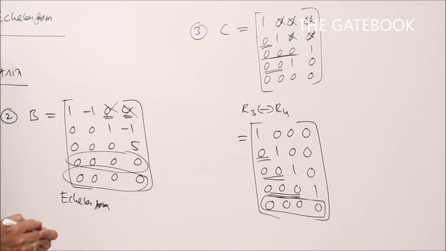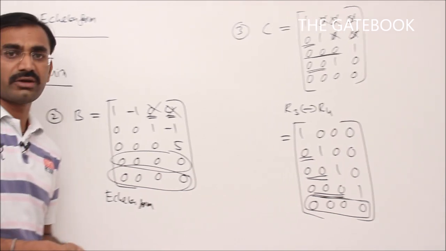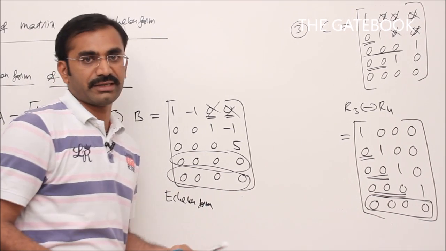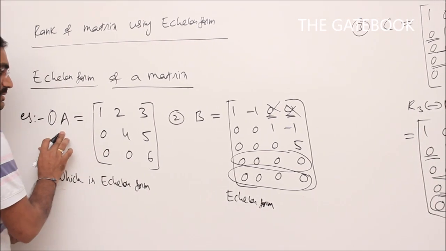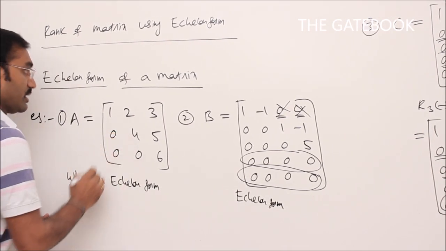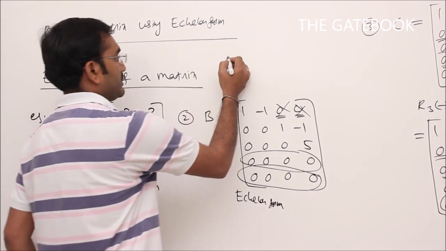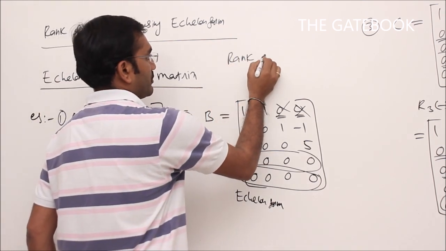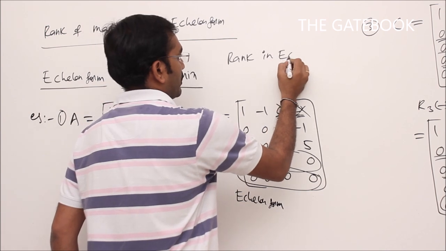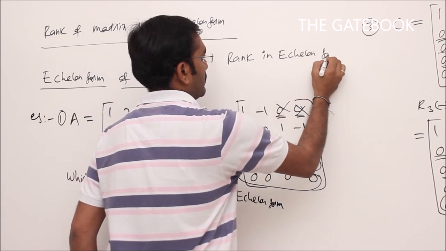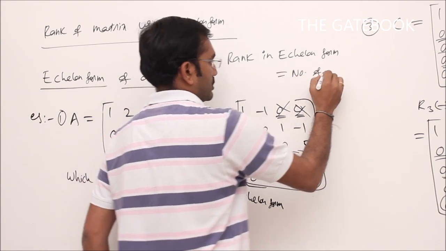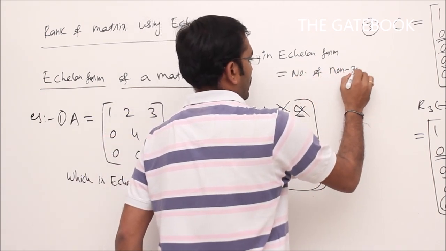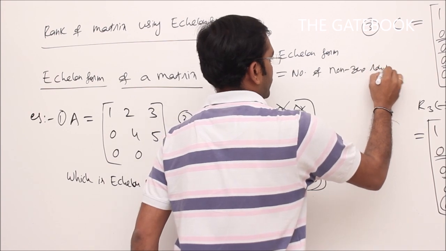So what is the advantage of echelon form? Using echelon form, we can find the rank of the given matrix. That is the advantage of echelon form. So I can give the formula like this: rank in echelon form is given by the number of non-zero rows.